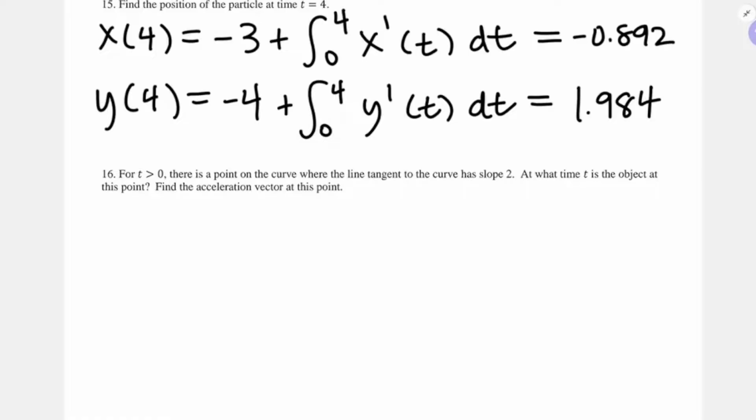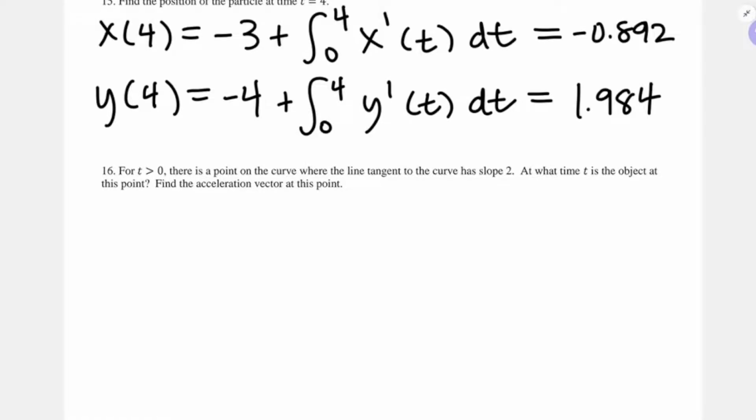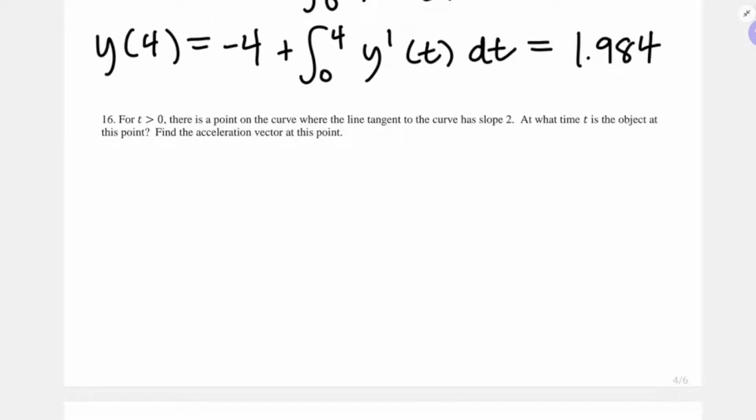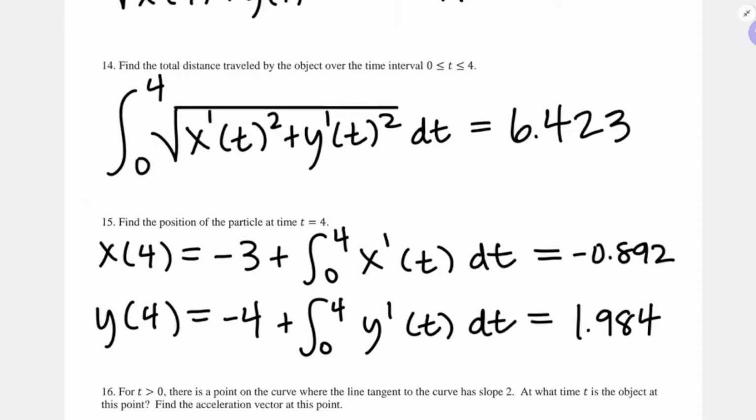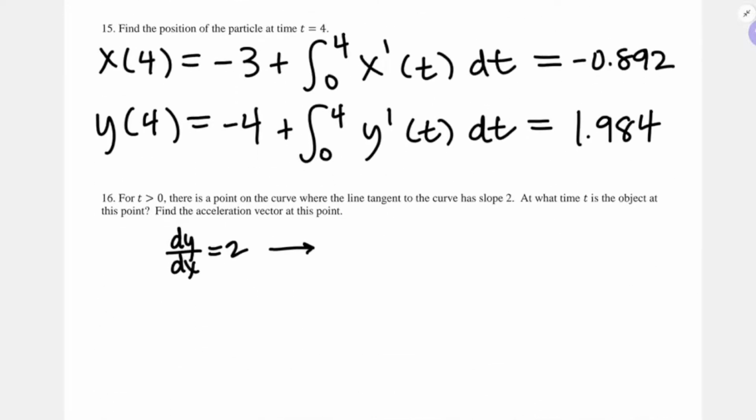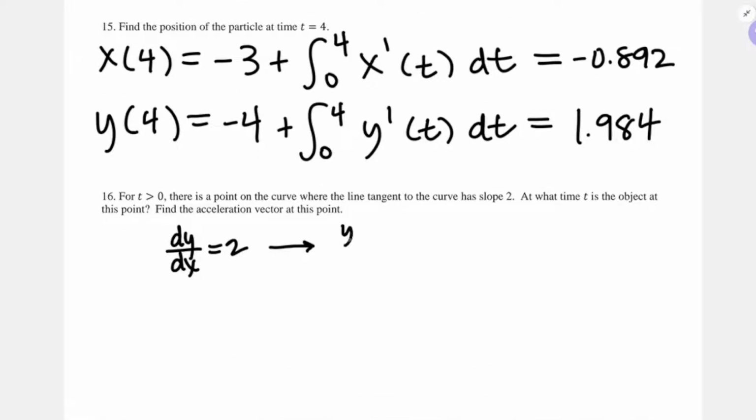Right. For t greater than 0, there is a point on the curve where the line tangent to the curve has slope 2, dy dx equals 2. At what time t is the object at this point? Okay, we already defined dy dx. No, we haven't. So what I'm actually solving is y prime of t divided by x prime of t. That's going to equal 2. Find the acceleration vector at this point.